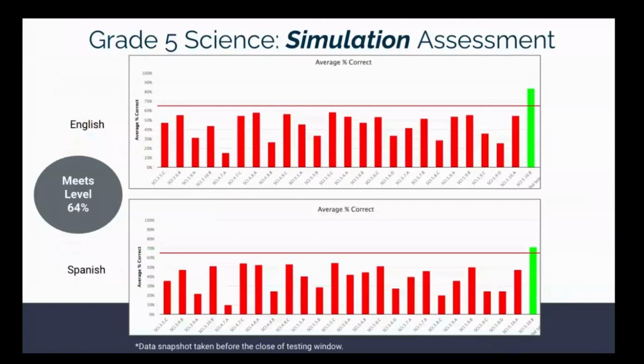The next set of data that we're going to look at is the preliminary snapshot of the simulation assessment. This assessment has not been closed yet. The students can still take this assessment. Therefore, this is very preliminary data. We will have an in-depth, complete analysis once the testing window has closed.